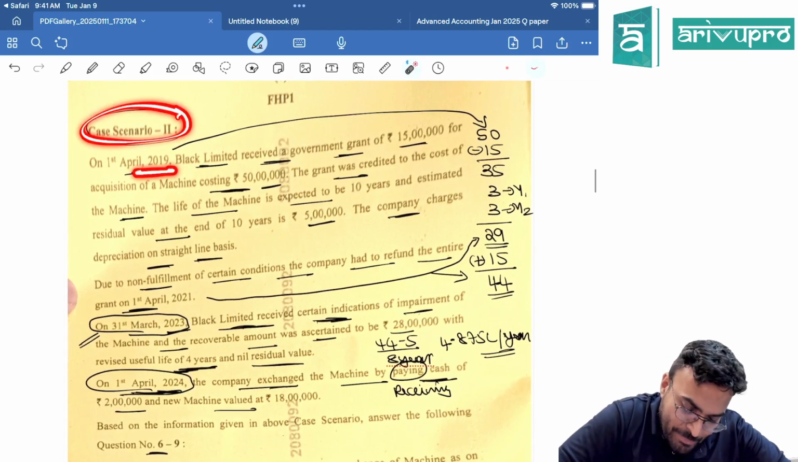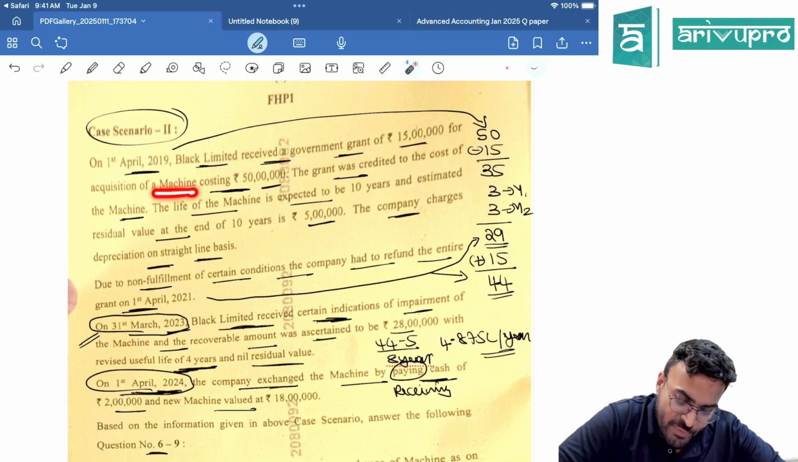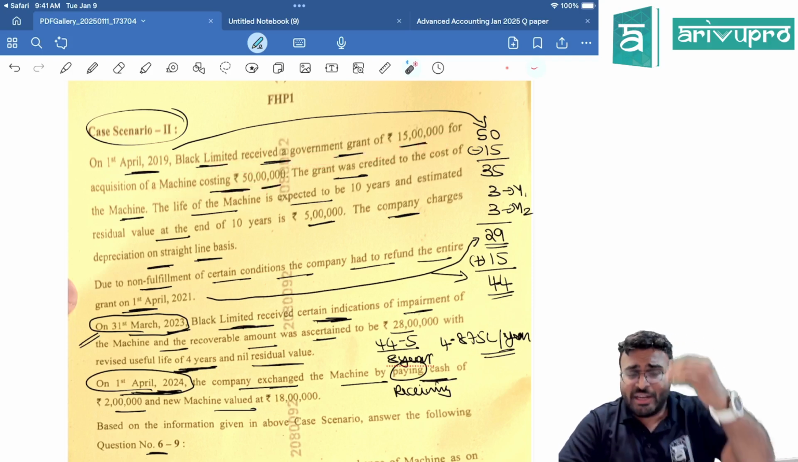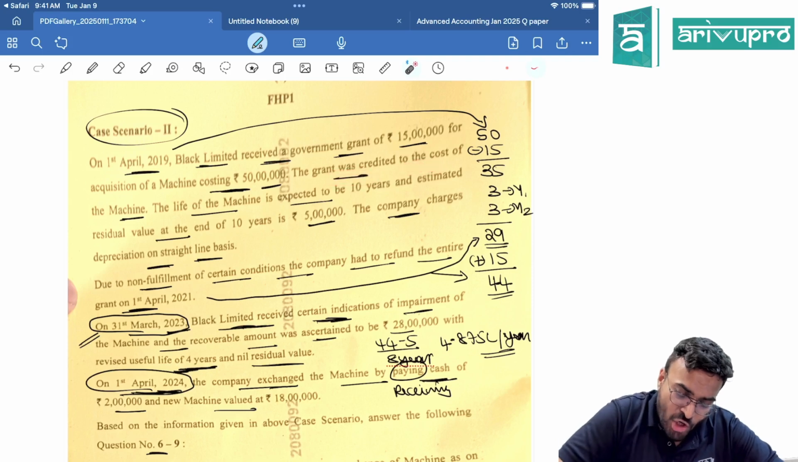Now, on 1st April 2019, Black Limited received a government grant of 15 lakhs. Acquisition of machine costing 50 lakhs. Okay, 50 lakh machine we acquired. 15 lakhs is the government grant. The grant was credited to the cost of the machine.